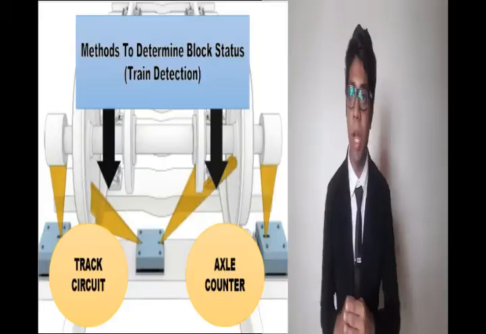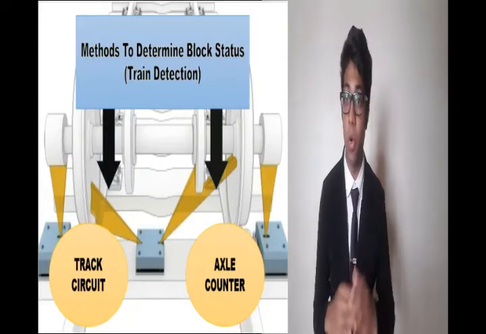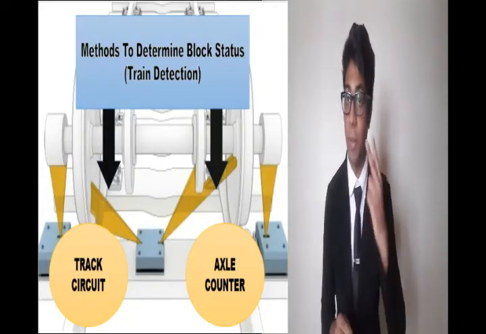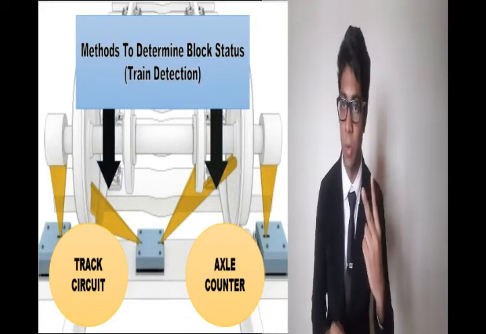Thank you, Nur Amira. My name is Dashan Raj, matrix number 256723, as a second presenter. Today, I would like to explain our method to determine the block status, or it's called train detection. There are two types of train detection. First, track circuit, second is axle counter.